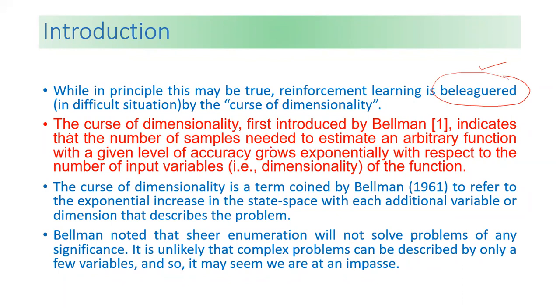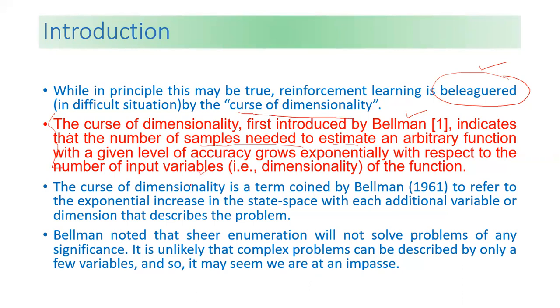The meaning is this: it was first introduced by Bellman. It indicates that the number of samples needed to estimate an arbitrary function with a given level of accuracy grows exponentially with respect to the number of input variables, that is, the dimensionality of the function. So that is clear, what the curse of dimensionality is. It was stated by the scientist Bellman.